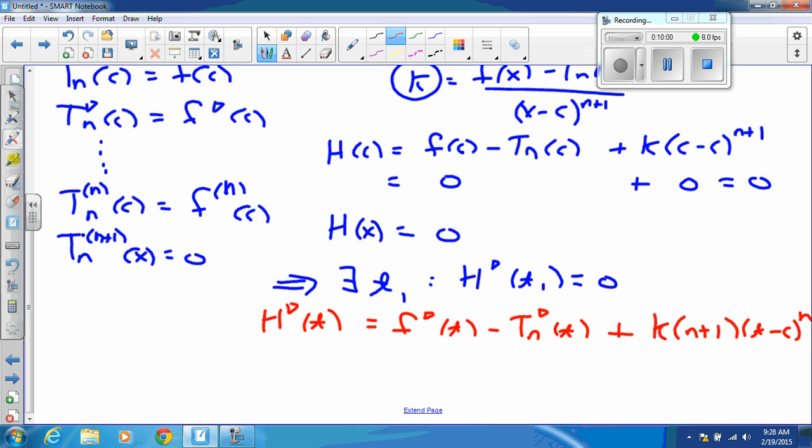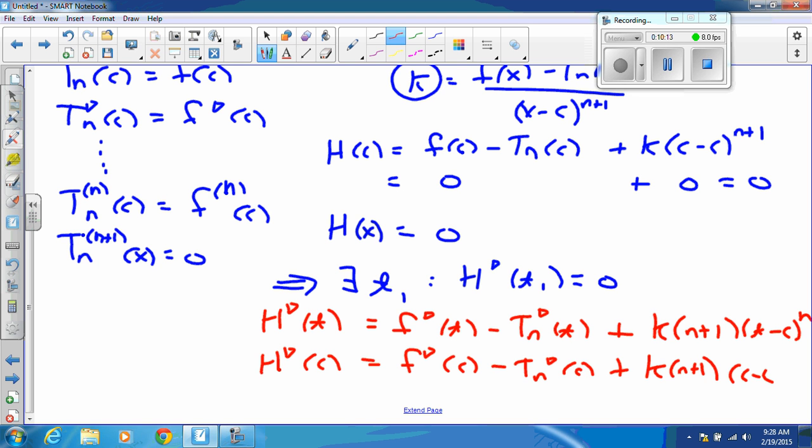We have h prime of t1 is equal to 0, and we also have h prime of c is equal to f prime of c minus t n prime of c plus k times n plus 1 times c minus c to the n. Now, f prime of c is equal to t n prime of c because that's what it means to be a Taylor polynomial. So that we have 0 plus 0 equals 0. Where is this getting us?